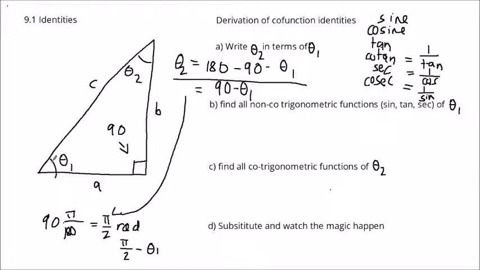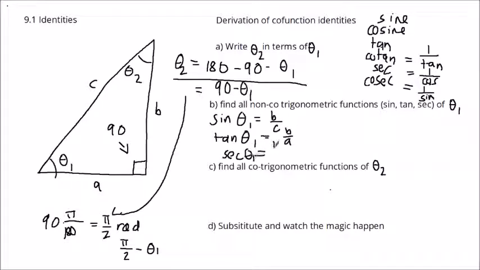So find all non-trigonometric functions this time of the theta 1. So theta 1 non-trigonometric functions is sine of theta 1 is opposite over hypotenuse. So sine of theta 1 is b over c. Tan of theta 1 is opposite over adjacent. I'm sorry if there's like bag rumbling sound. Tan of theta 1 is opposite over adjacent, that's b over a.